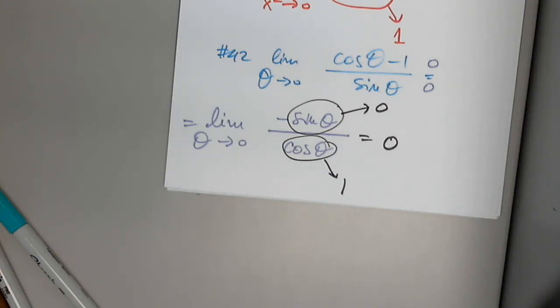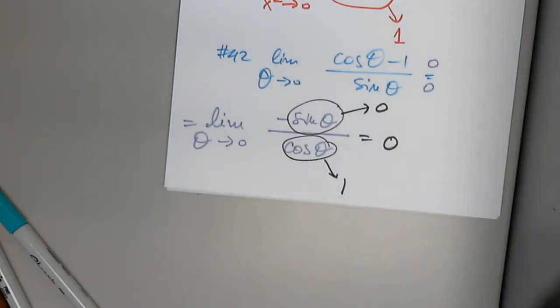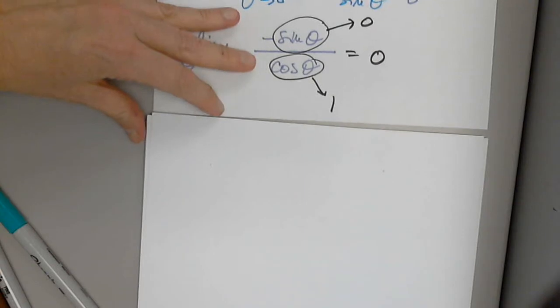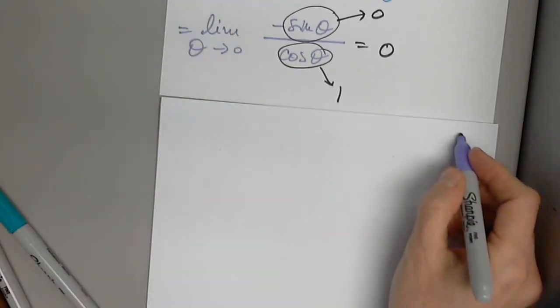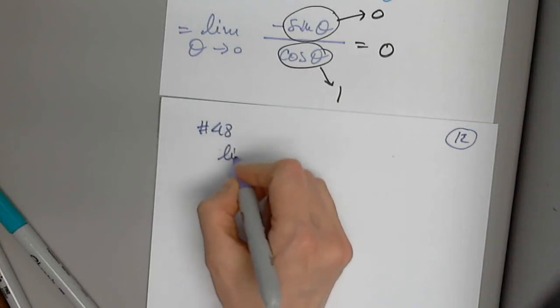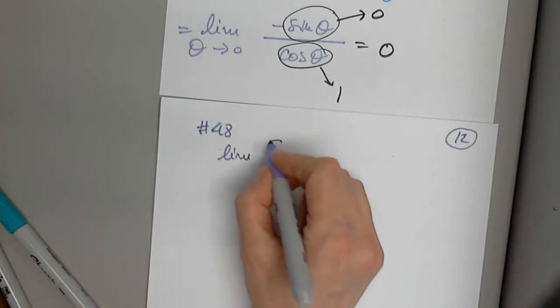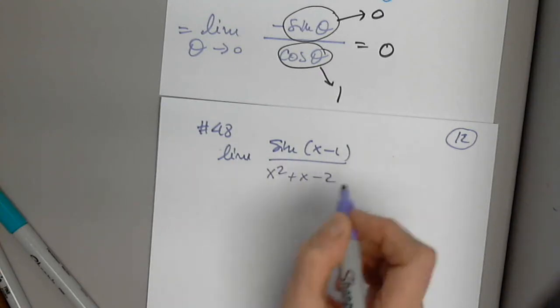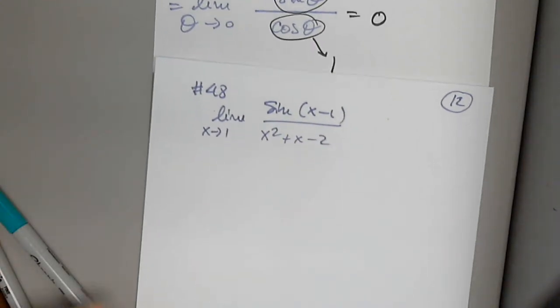So now we worked on this problem, this one, 48, some time ago, algebraically. But now you'll see it's much easier with L'Hopital's rule. Let's do that one more time and then continue with the chain rule. So this was 48. And tell me if you remember this. Sine of x minus 1 over x squared plus x minus 2, of course, when x approaches 1.